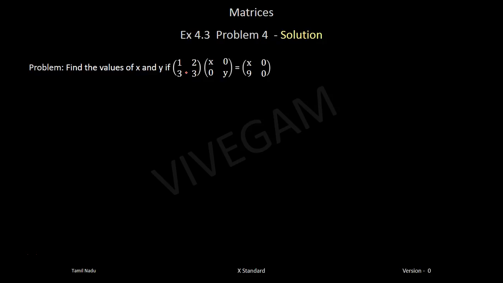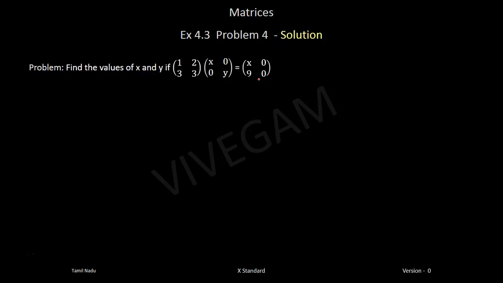What we need to do is multiply these matrices. You will get a resultant matrix, which is equated to this matrix, and whenever two matrices are equal, their corresponding elements are equal. So equate the corresponding elements and you will get equations in x and y. Solve them and you will be able to get the values of x and y. Okay, so let's do that.